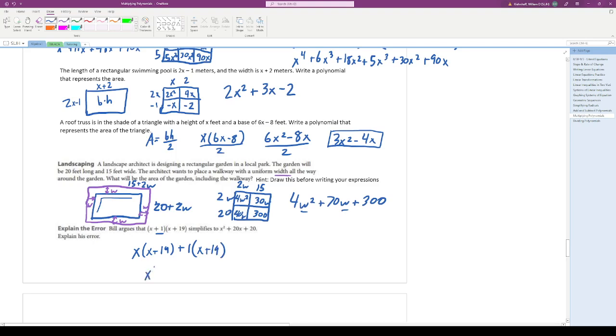In the first one, we get x squared plus 19x. Second one, we get plus x plus 19. Collecting our like terms, we can see that we have x squared plus 19x plus 19. So the part that's not matching up with the work that Bill did is this 19 versus the 20 that he got. So it looks like he did not correctly deal with the constants by doing 1 times 19 when distributing.